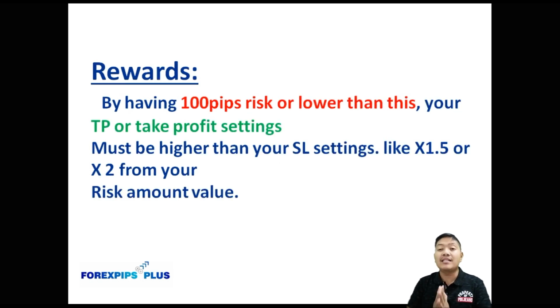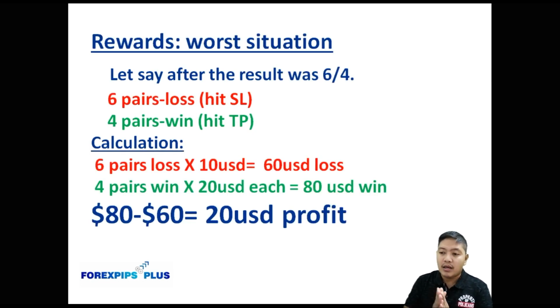Next, what is the reward? Having a 100 pip risk or lower, your TP or take profit setting must be higher than your SL or stop loss setting, like maybe 1.5 or 2 times. This is your take profit setting based on the value of your SL or your risk. Okay, let's say now you have traded 10 currency pairs.